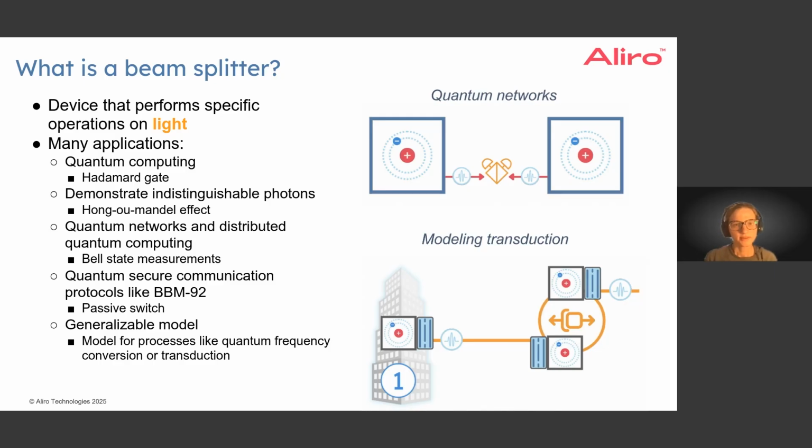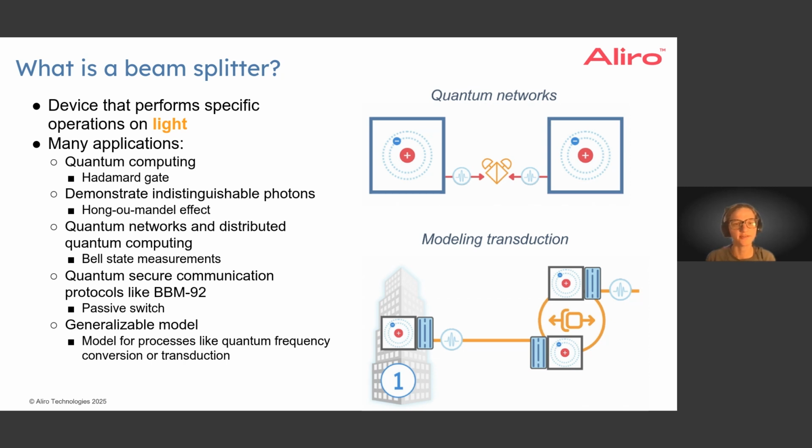So let's start with the question, what is a beam splitter? A beam splitter is a device that performs specific operations on light. And I'll be getting into a little more detail later on what these specific operations are. But why should we care about beam splitters?